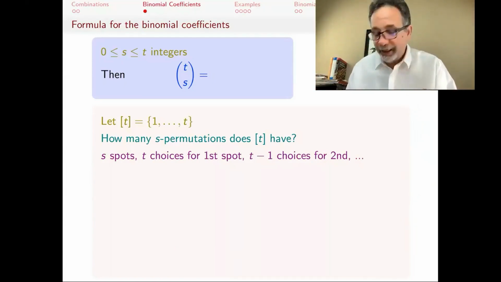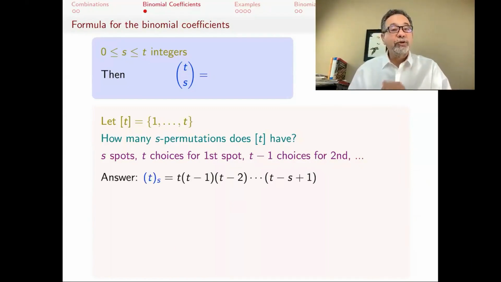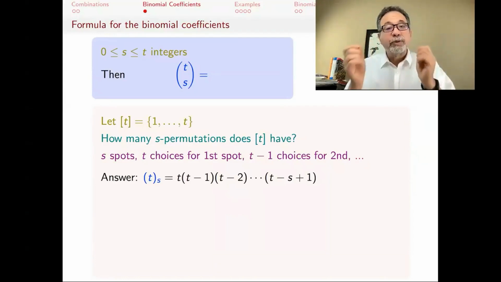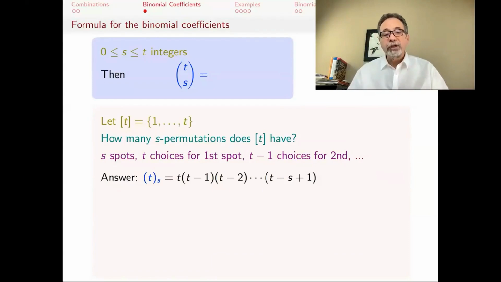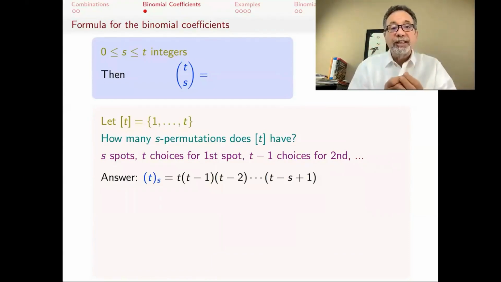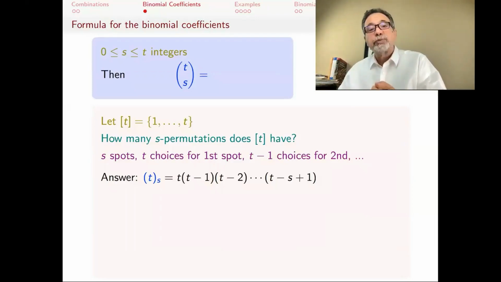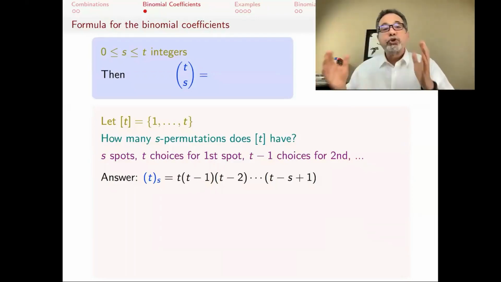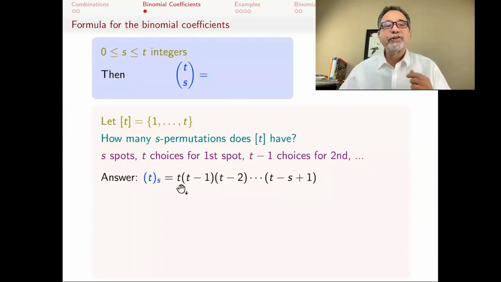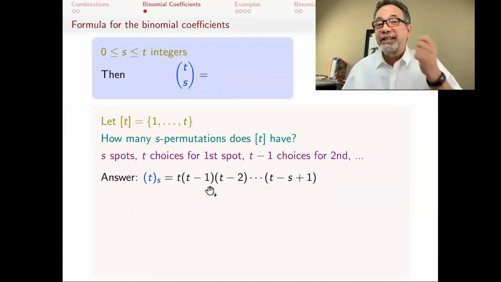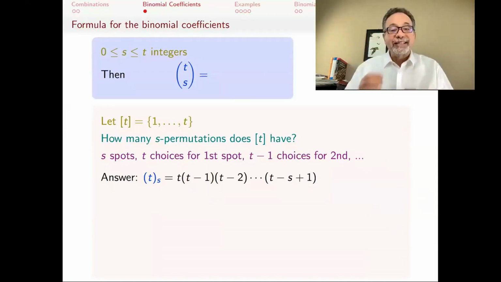That's a truncated factorial. The notation I use for that is T in parentheses with an S at the bottom. We call that a falling factorial, or you can think of it as a truncated factorial. It starts with T and goes down, T times T minus 1, T minus 2, like a factorial would. You stop after S terms. The first one is T minus 0. The second one is T minus 1. The 47th one is T minus 46. It's one less. And so the S-th one is T minus (S minus 1), which is T minus S plus 1. This is the answer to that question.